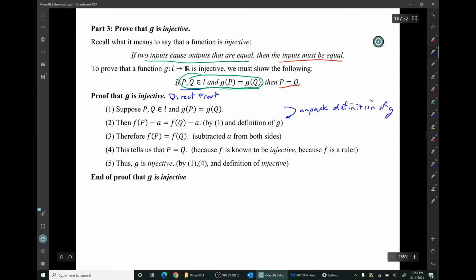Now we can use some arithmetic. We end up with this equation, f of p equals f of q. Well, if we know that f of p equals f of q, we're allowed to say that p equals q, because we know that f is injective, because f is a ruler. And so look, we got to where we needed to go. Our goal was to prove that p must equal q, and we got there. So therefore, we can say that G is injective.